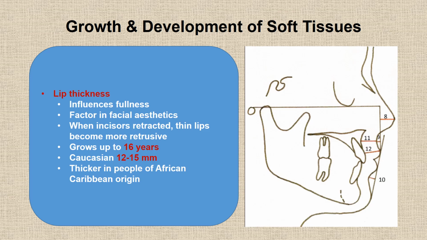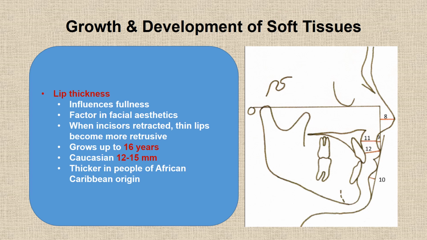Now, lip thickness influences the fullness of the lip and is a major factor in facial aesthetics. When incisors are retracted, thin lips tend to become retrusive. Lip thickness increases up to 16 years of age. In Caucasians, this is about 12 to 15 millimeters and is thicker in people of African or Caribbean origin. The lip thickness is usually measured at the level of the A point.